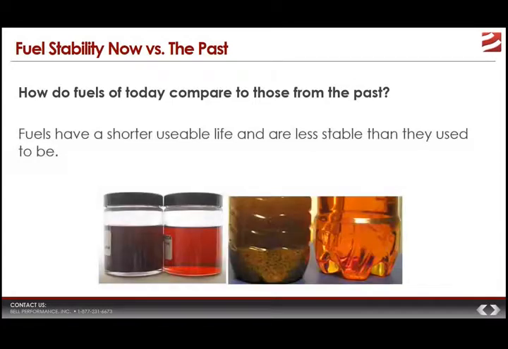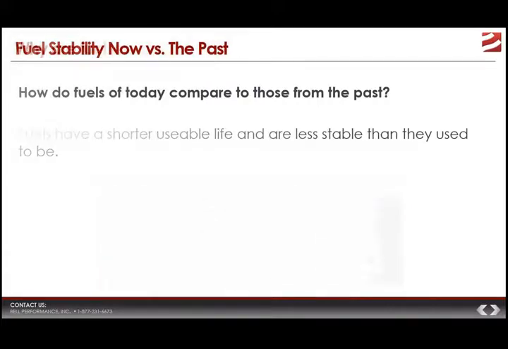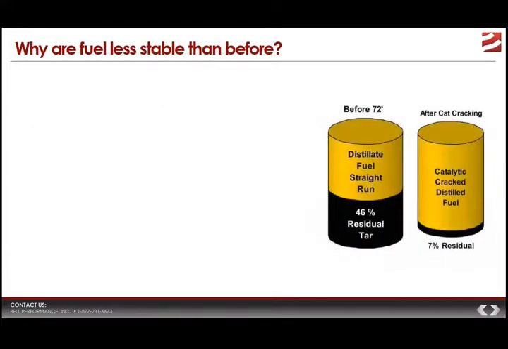The big one here is that the storage life, the usable life of fuel, is shorter now than it used to be. If you go back a few decades, even to the 50s and 60s, the U.S. Army did a study where they basically said that stored diesel fuel should have a reasonable shelf life of 5 years or more. That's way more than is the case today. So why are fuels less stable?